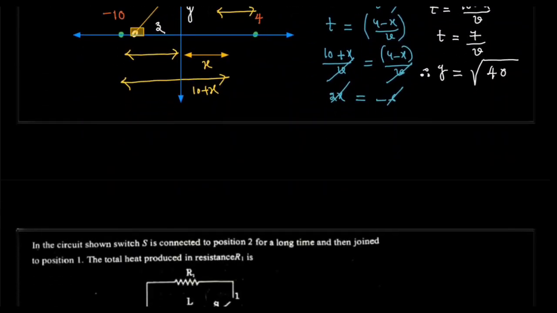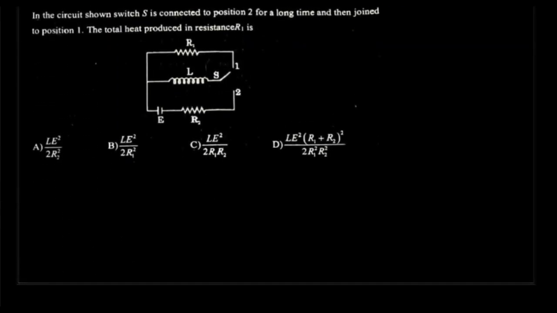Next question, this one. In the circuit shown, the switch S is connected to position 2 for a long time. That long time is important. Then it is joined to position 1. The total heat produced, so this logic is also important. The heat produced in the resistance R1 is, right?